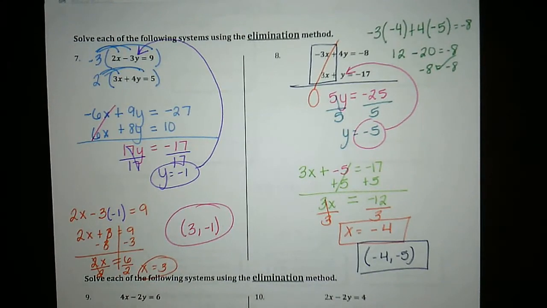So that's solving systems of equations 3 different ways. Now go do the Go formative and practice and get ready for your test.